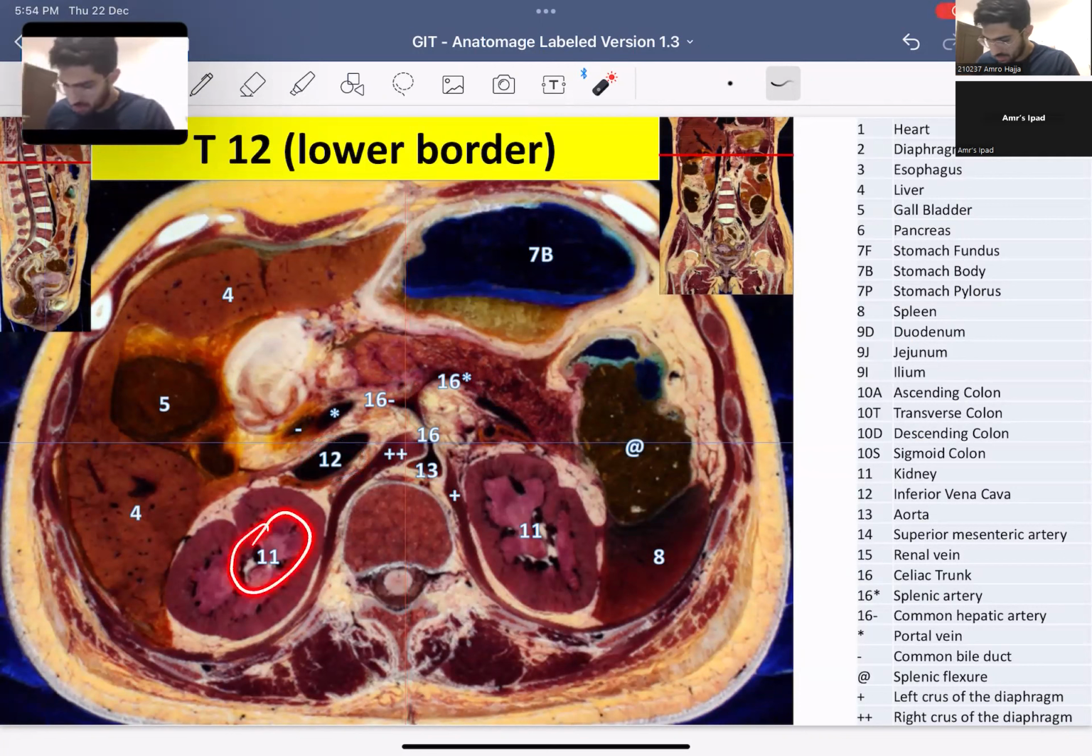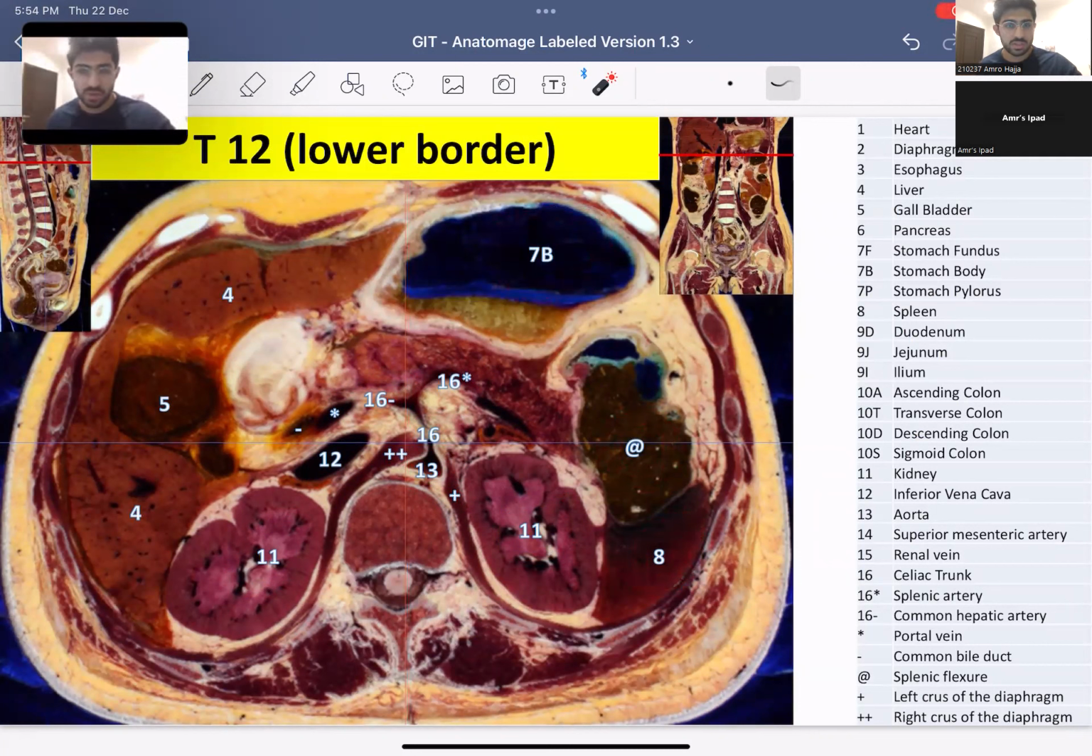Here we have the right kidney, right crus of the diaphragm, left crus of the diaphragm, and here we have the abdominal aorta. And 16 is going to be the most important branch of the descending abdominal aorta, which is going to be the celiac trunk. So here is basically the celiac trunk. Here is the descending aorta. And then going here, we have the left kidney, the spleen, the splenic flexure, as well as the body of the stomach.